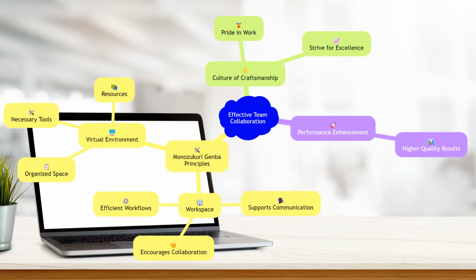Effective team collaboration is essential for applying Monozukuri Genba principles in agile practices. This involves creating a workspace that supports communication, collaboration, and efficient workflows. Whether it's a physical office or a virtual environment, the space should be organized and equipped with the necessary tools and resources. Additionally, fostering a culture of craftsmanship means encouraging team members to take pride in their work and continuously strive for excellence. By prioritizing collaboration and craftsmanship, teams can enhance their performance and deliver higher quality results.